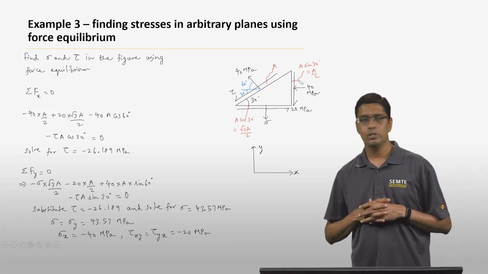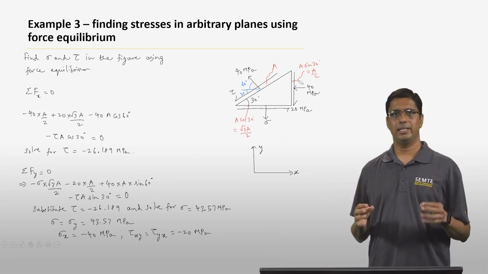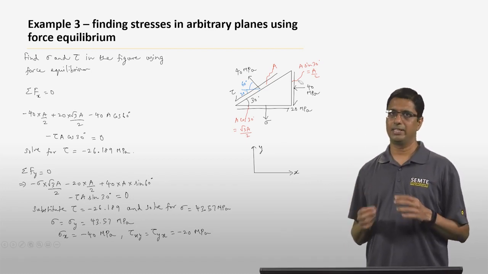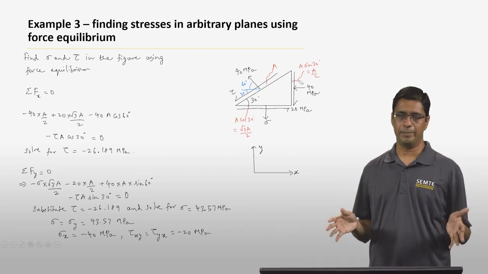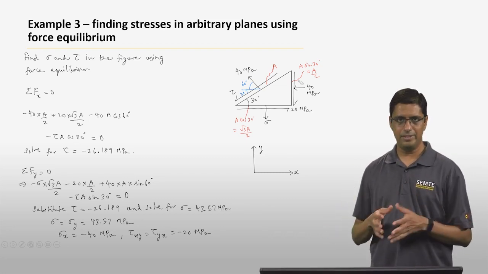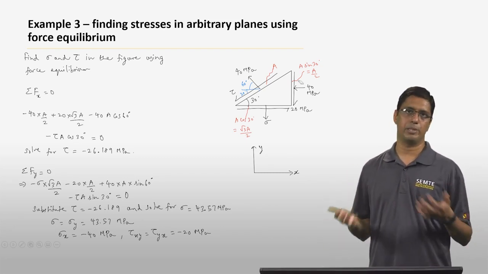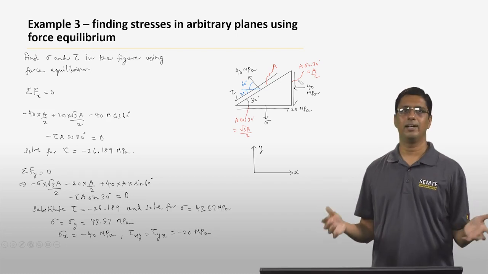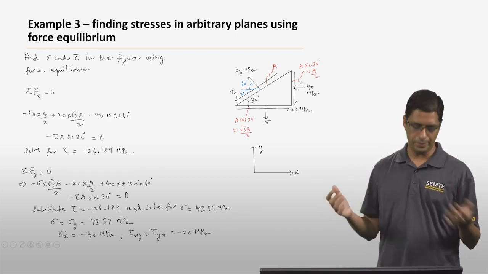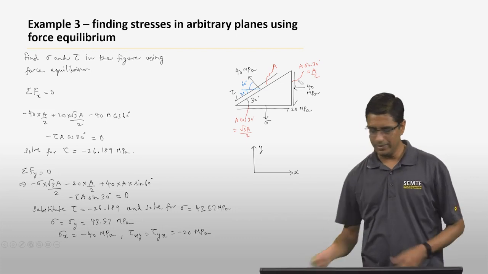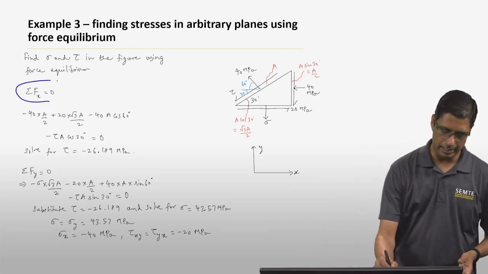Once you find out the areas, it's actually quite trivial to use this method to find out the unknown stresses. Okay, so what you're going to do is, we know that any point inside the body is going to be in equilibrium. So if you look at this wedge, it is also in equilibrium. So the sum of all forces in the x direction along the wedge should be equal to 0. Okay, so we start with sigma Fx equal to 0.